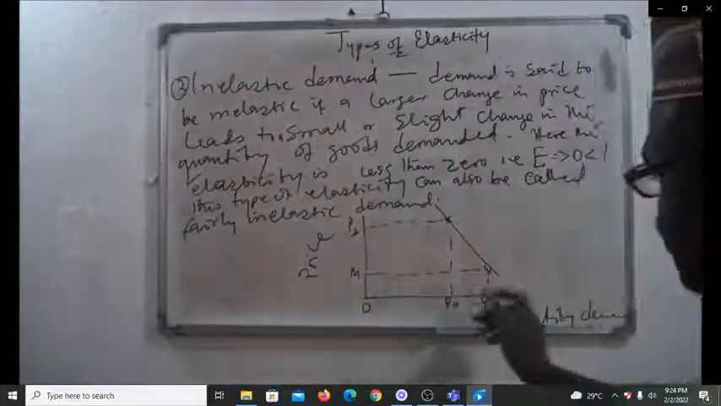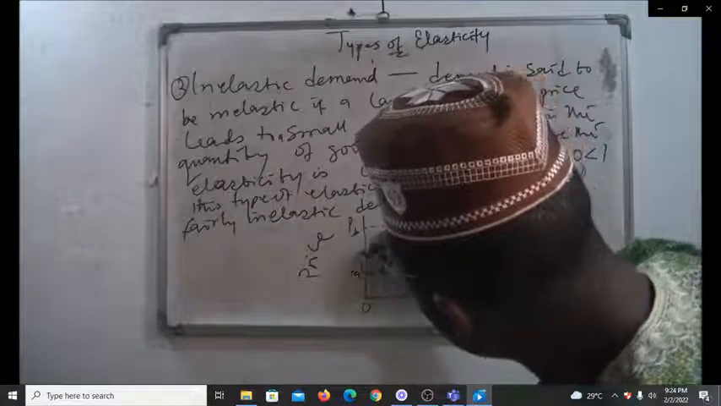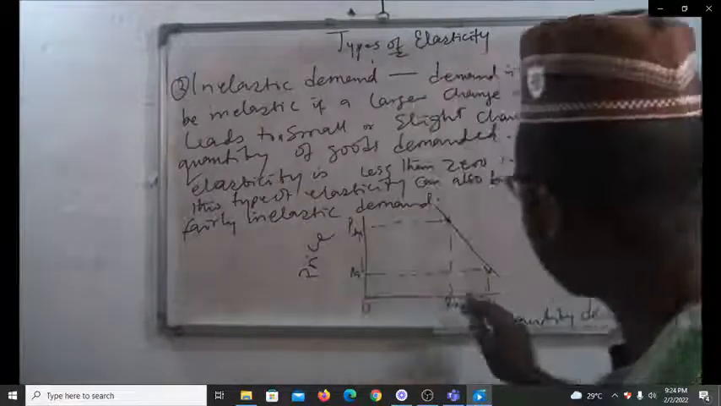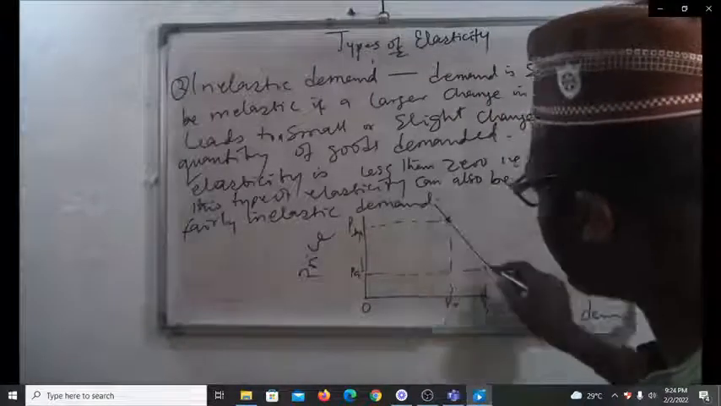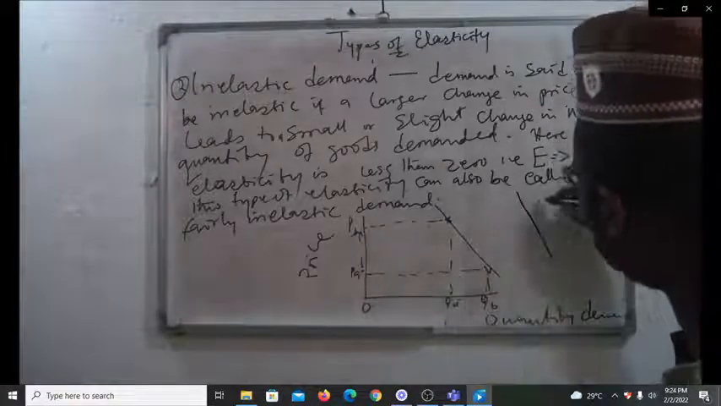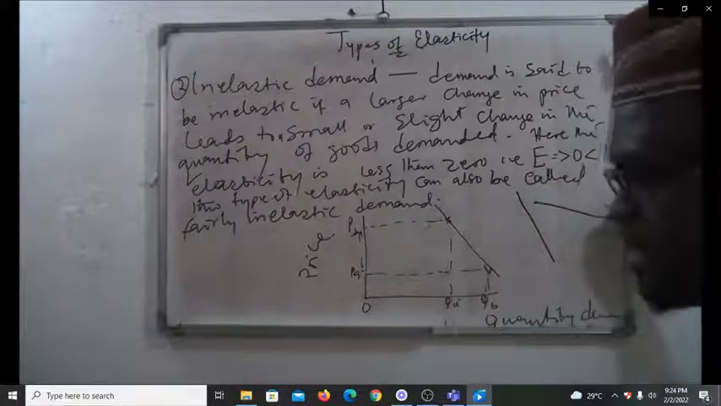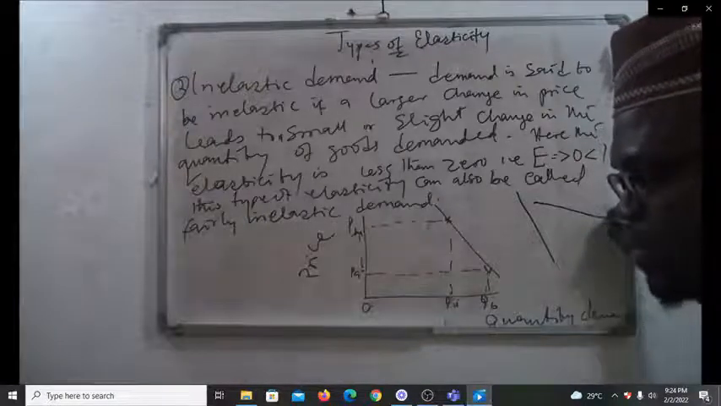So that's what we show in this graph. Can you see the change in price? It will move all the way from here to here, but the change in quantity is very small. So the graph is always steep. Whereas the graph for the other one is like this, even. That's another way JAMB asks you the question.